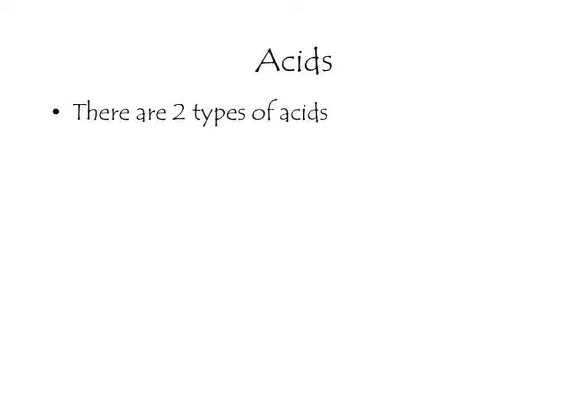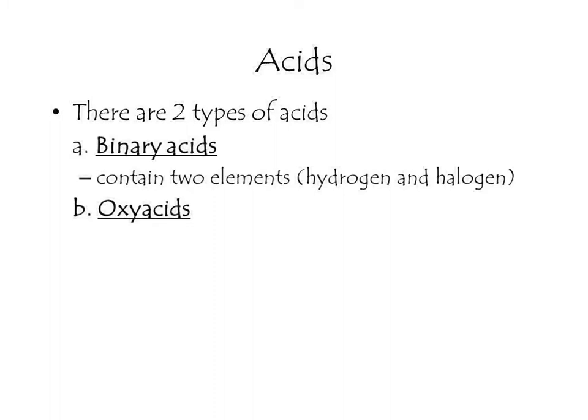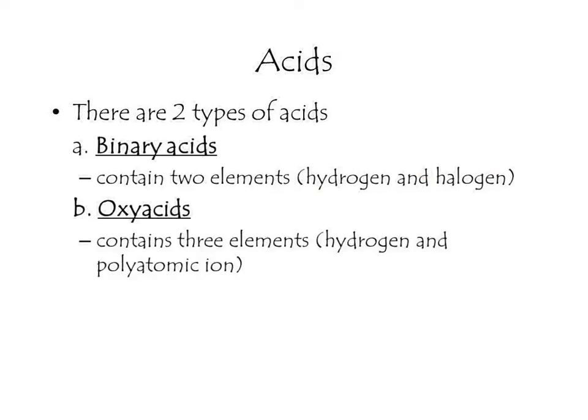There are two types of acids. The first type is called a binary acid, and the second type is called an oxyacid. The binary acid is basically what it sounds like, a simple binary. There are only going to be two elements. The first one is always going to be hydrogen, and then you're going to have a halogen as your second element. Oxyacid means you're going to have a hydrogen plus a polyatomic ion, so it contains three or even more types of elements.